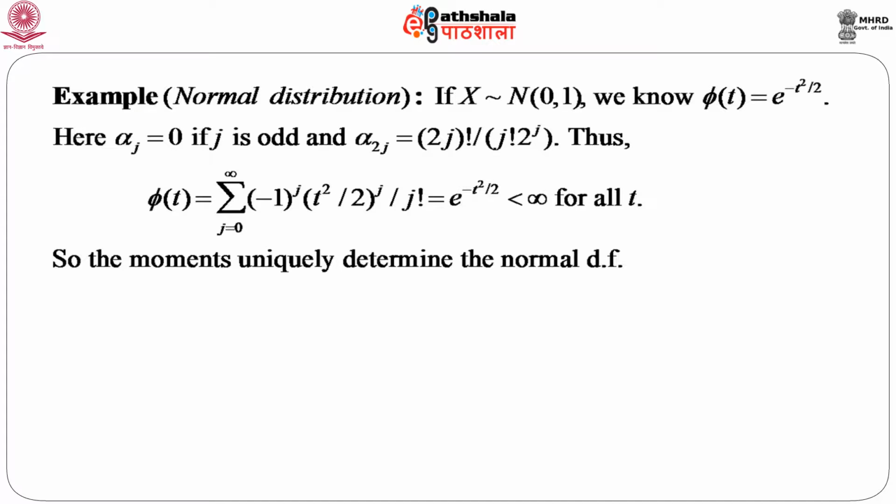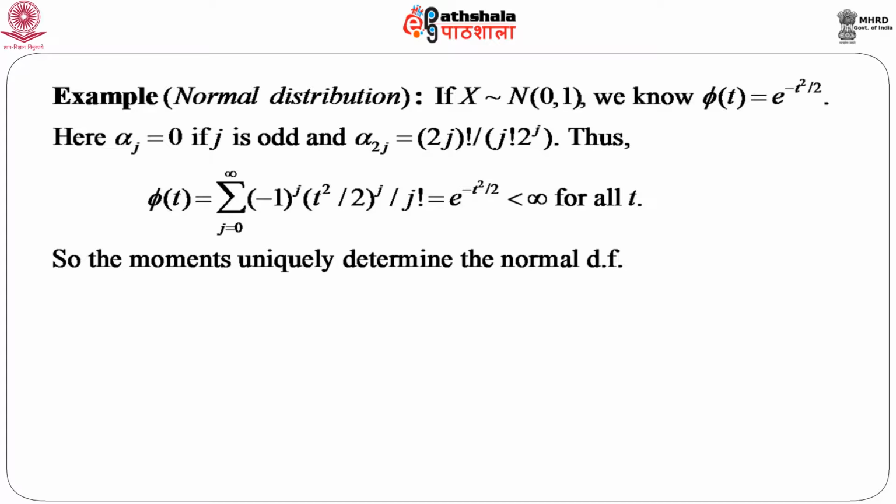Let us consider one example. Suppose a normal distribution, the well known normal distribution, when X follows normal 0 1, we know that phi t, that is the characteristic function of this normal 0 1 variable, is e to the power minus t square by 2.